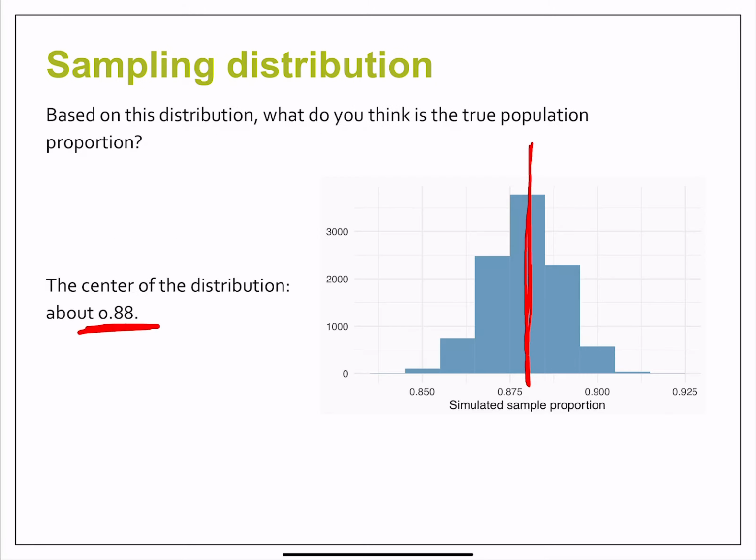Now, the problem is, in this case, we did an actual sampling distribution. That's what we did in this case. And an actual sampling distribution is when you look at every possible sample that you can take out of a population.